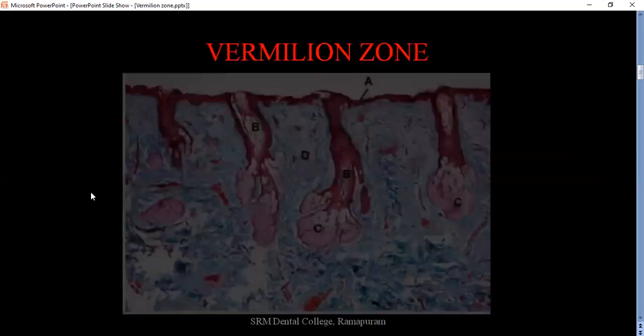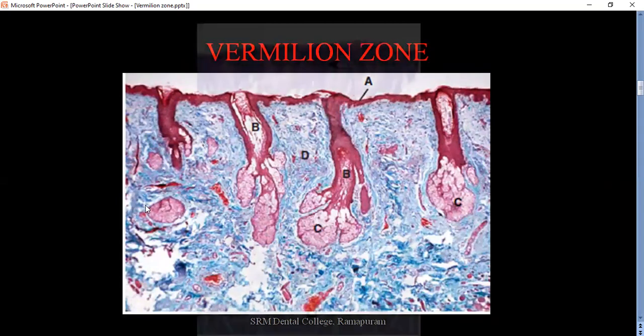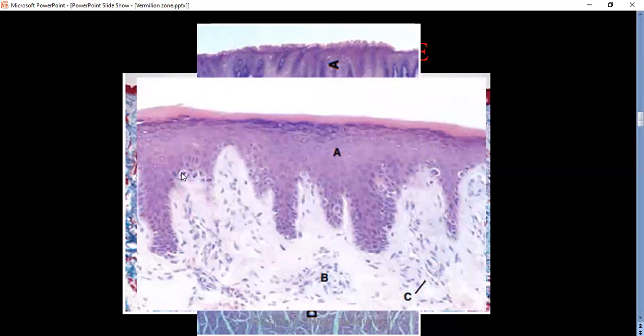Now, the histopathology. If you see, this is the outer skin. You have the epidermis and the underlying dermis, and these are the hair follicles with the sebaceous units. The inner labial mucosa is mostly non-keratinized with minor salivary glands. And then comes the histopathology of your Vermilion zone. Your Vermilion zone has a thin epithelium and it is keratinized.